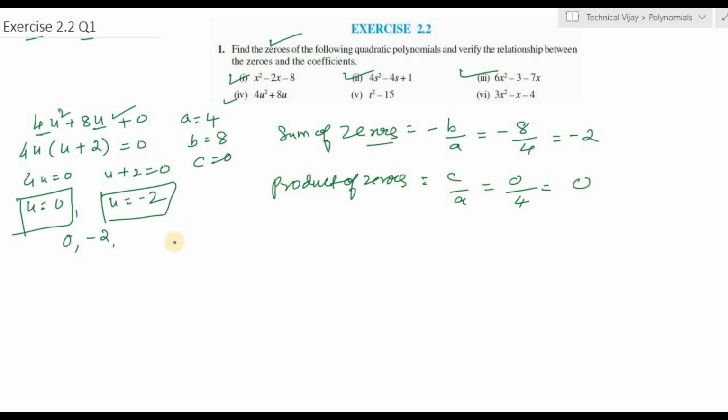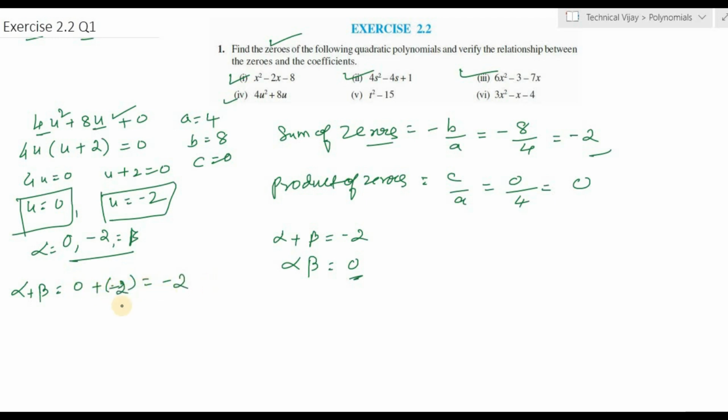So now we will see, this is alpha and this is beta. Okay, so alpha plus beta is equal to minus 2, and alpha into beta is equal to 0. Okay, so now we will verify this. Alpha plus beta is equal to 0 plus minus 2, equal to minus 2. Alpha beta is equal to 0 into minus 2, equal to 0. So alpha plus beta equal to minus 2 is verified with this one, and alpha beta equal to 0 is verified with this one. So we will go for the next question.